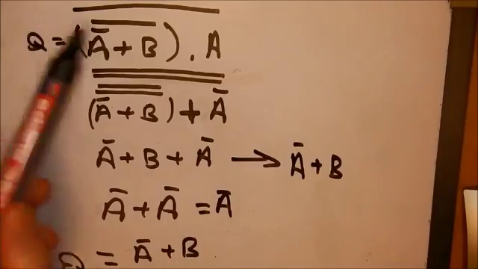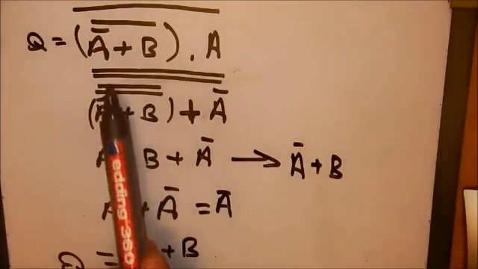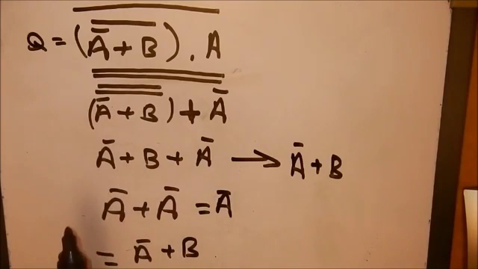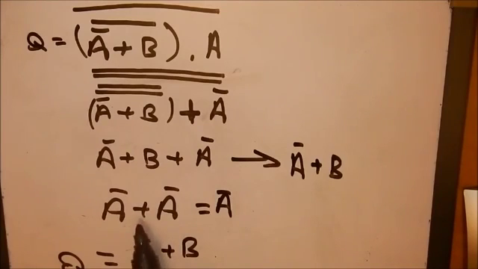Let's recap what we've just done there. We've used De Morgan's law to change the sign here, and we've used the identities to get rid of the double notting here. We've used the identity that the OR of the not of A is equal to the not of A to simplify this expression.